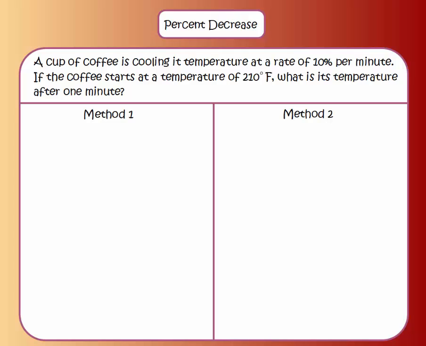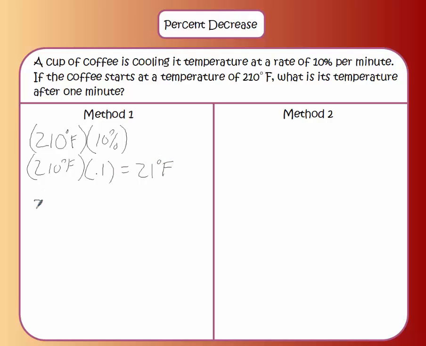Okay, so the old method would be, let's take its starting amount, 210 degrees Fahrenheit. We're going to multiply it by the 10%, and that's going to give us how much it has cooled, right? So 210 degrees Fahrenheit times 10% as a decimal is 0.1. And that's going to tell me 21 degrees Fahrenheit. That's how much it's cooled, right?